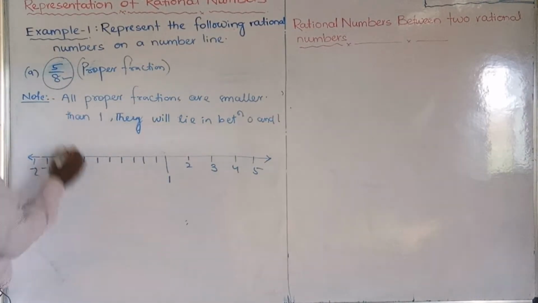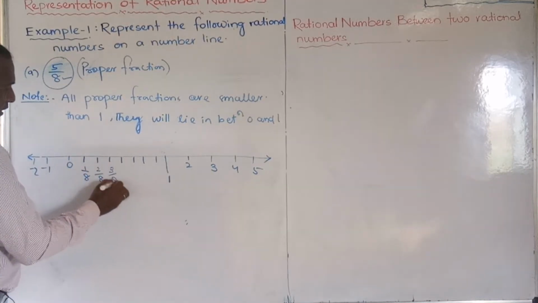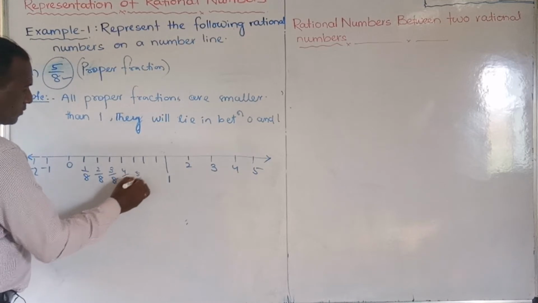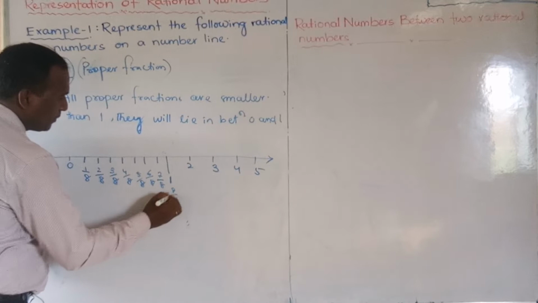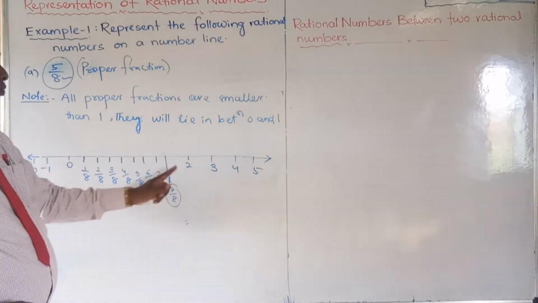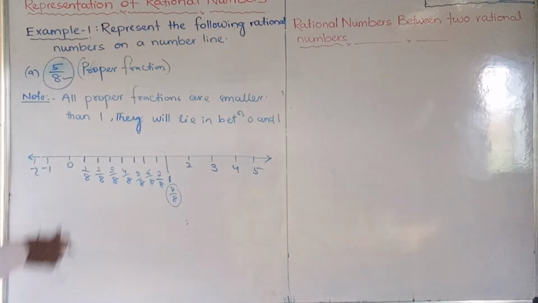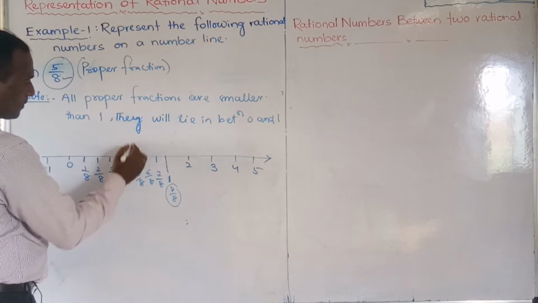So first of all we write 1 by 8, 2 by 8, 3 by 8, 4 by 8, 5 by 8, 6 by 8, 7 by 8 and 8 by 8. 8 by 8 means 1. Yes, 8 by 8 is equal to 1. So like that it will go. But now we have to show 5 by 8. Where is the 5 by 8? This is the 5 by 8.